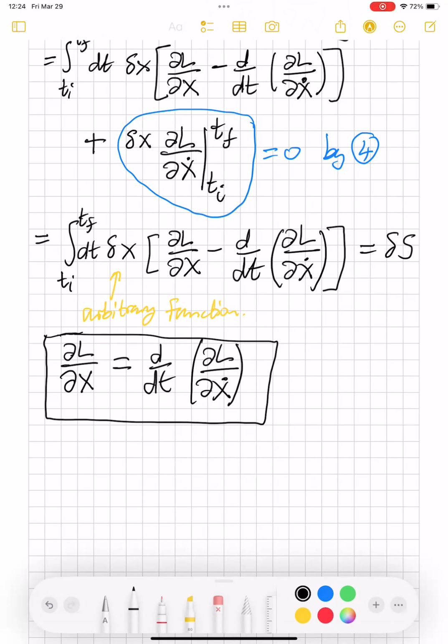This equation that we've just obtained is called the Euler-Lagrange equation of motion. And it is the basic equation of Lagrangian mechanics. Okay, we'll continue in a moment.